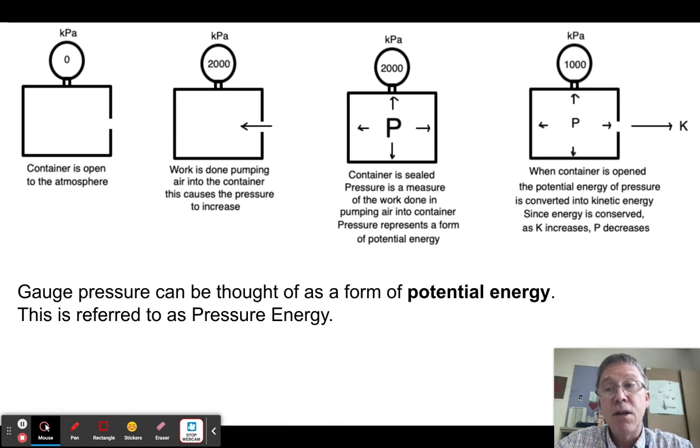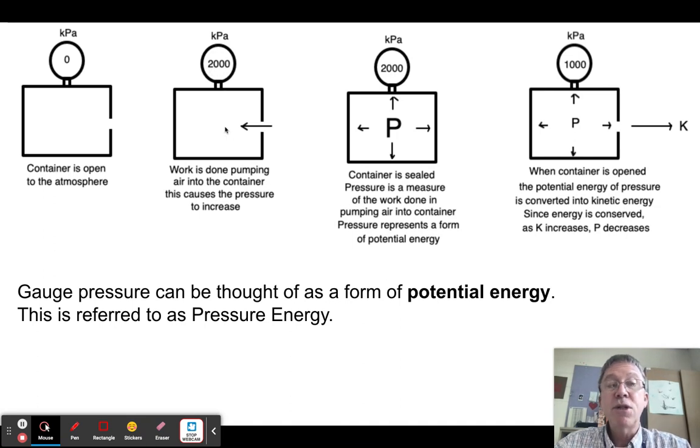Since I'm not at all above or below it, it's going to read 0. Now here's what I'm going to do. I'm going to pump air molecules into here. Now in order to do that, I have to apply a force across a distance, say with a piston, to push these molecules in here. And as I push them in, the gauge pressure is going to go up, I want to say from 0 to 2,000 kilopascals.